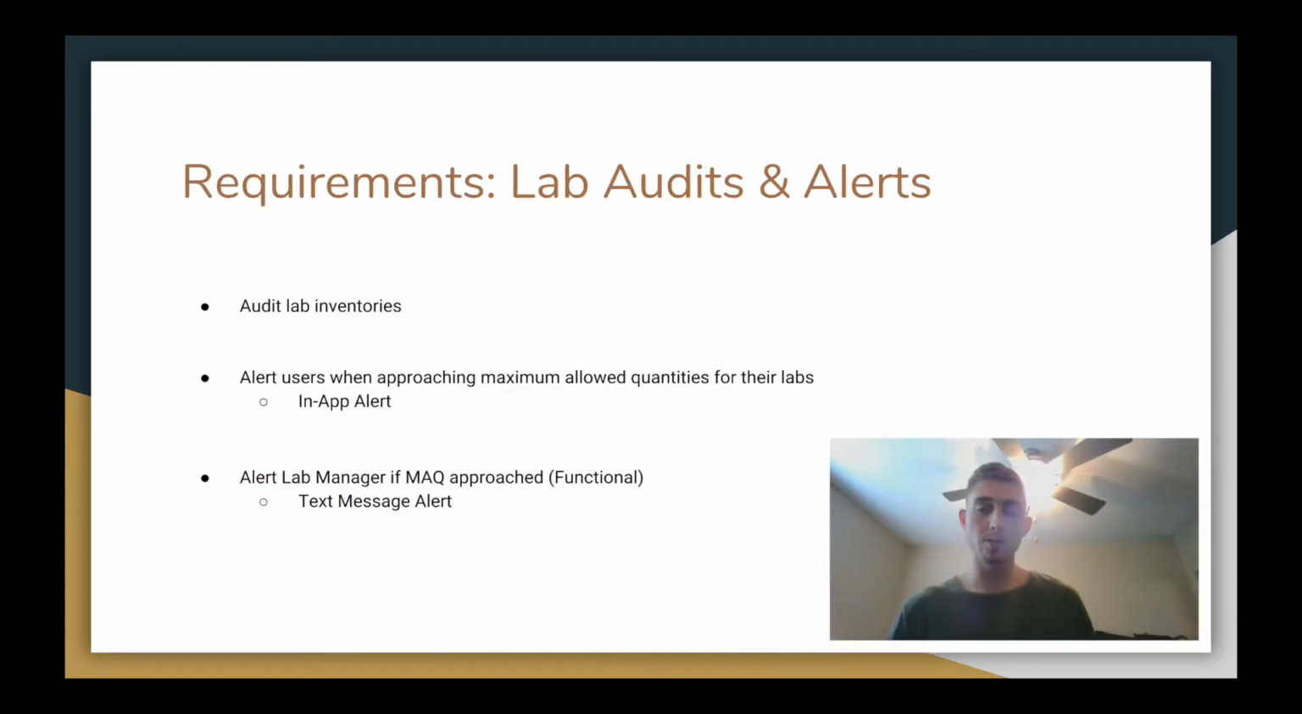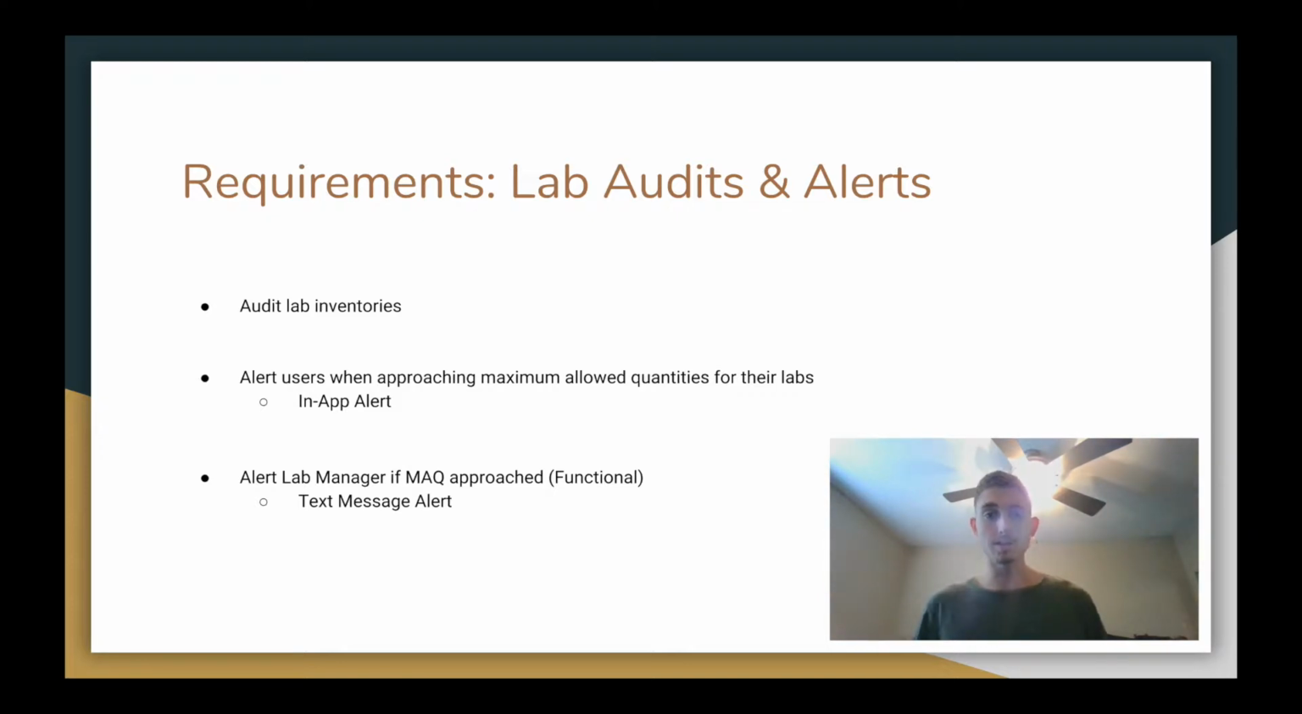For our final set of requirements, we're going to have an interface for lab audits, as well as in-app and out-of-app alerts. Our audit system is going to provide a report style view of a particular lab or a set of labs and their chemical quantities, as well as the maximum allowed chemical quantity for that fire control zone. This is of interest to the OHS officers only, and they will only be able to access this resource.